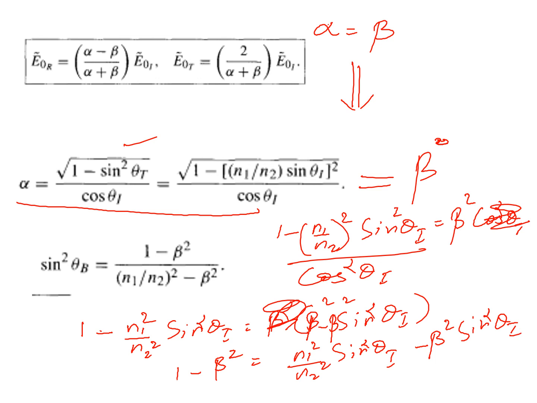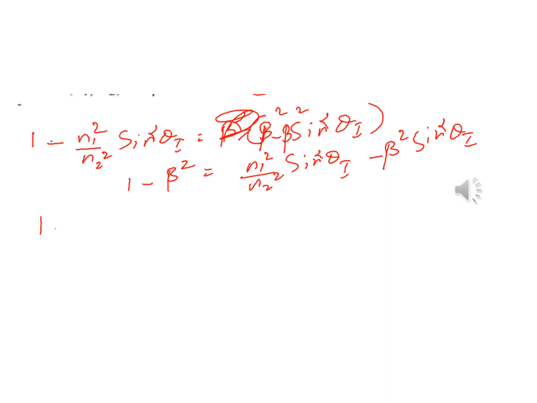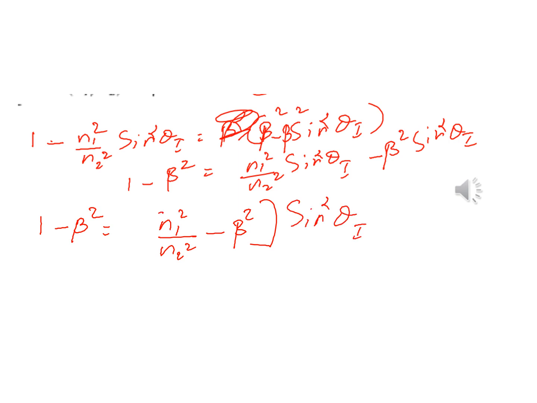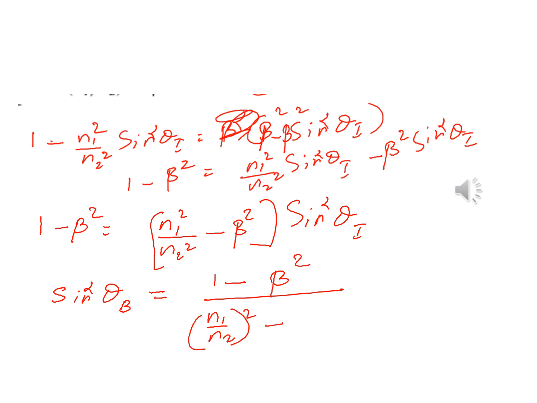Again rearranging, this can be written as 1 minus beta square equal to, you can take sin^2 theta i outside, n1 square by n2 square minus beta square times sin^2 theta i. So from this we can write sin^2 theta i, from here onwards it is theta B, called the Brewster angle: sin^2 theta B equal to 1 minus beta square divided by (n1 by n2) whole square minus beta square. This is the expression we got for sin^2 theta B.